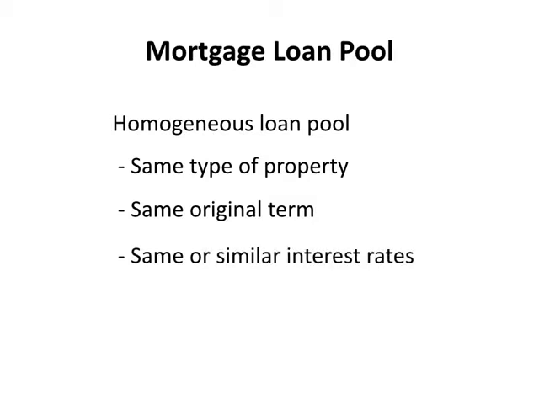All the loans in the pool will have the same or similar interest rates. In a Ginnie Mae 1 program, all of the mortgage loans will have exactly the same interest rate. For all other Ginnie Mae securitizations, as well as all Fannie Mae and Freddie Mac securitizations, the mortgage loans will have interest rates that fall within a specified range.